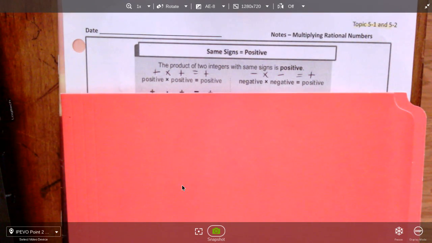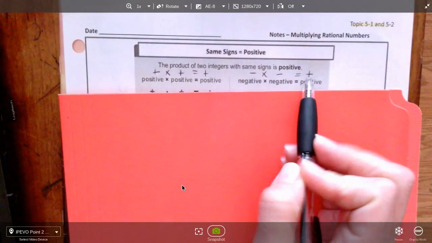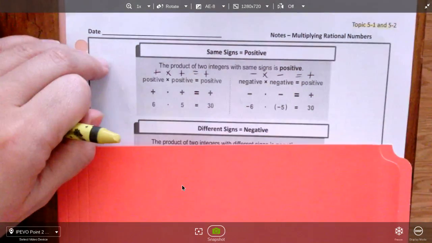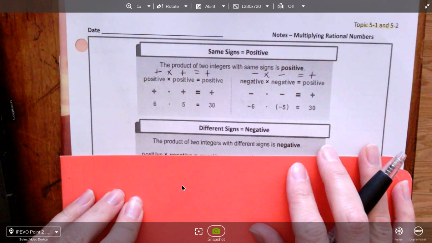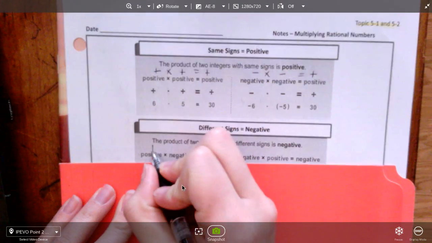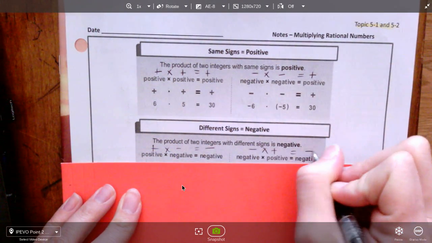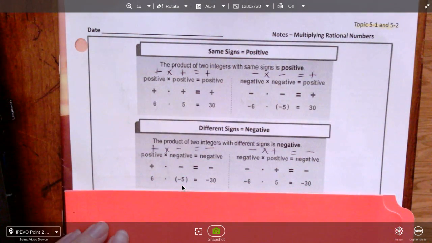I'd like to talk about Mr. Scott and his matching socks here, though. If Mr. Scott is wearing both blue socks, then he is a happy guy. If he's wearing both brown socks, he's also a happy guy. There are times when he does not wear the same color socks, and when that happens, he gets into a bad mood, which is negative. The product of two integers with different signs is negative. So positive times a negative will give you a negative, and a negative times a positive gives you a negative.